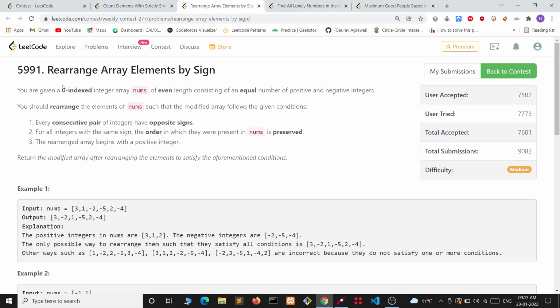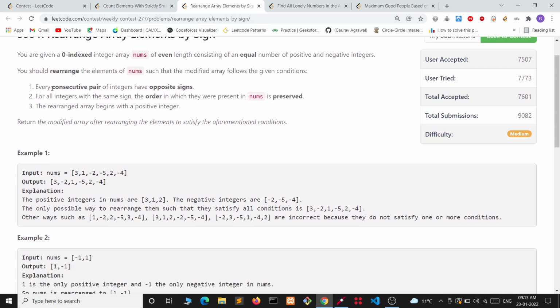Now let's see problem 2. In problem 2 we have to rearrange array elements by sign. It is given that nums has even length and has an equal number of positive and negative elements. Now we have to make consecutive pairs of integers which have opposite signs. Means if we have a positive integer, then we must have a negative integer with it. For all integers with the same sign, the order in which they appear in nums is preserved.